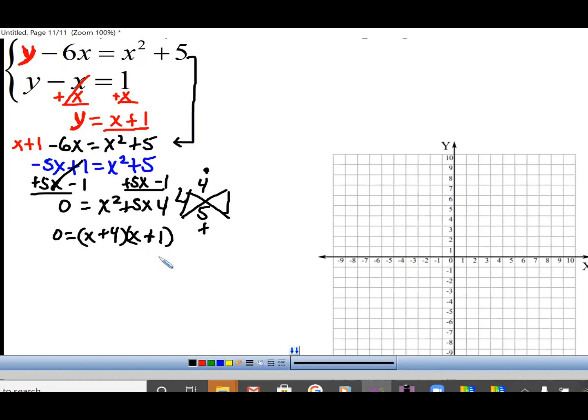So let's see if your noodle kicks in right here. We have two factors here, equal to 0. What do we do to finish solving this quadratic equation? Who's got it? Who remembers? Make them equal to 0. Let's go, Danny. So we write x plus 4 equal to 0 and x plus 1 equal to 0. Yeah, so let's solve. Minus 4 minus 4, x equals negative 4. Minus 1, x equals negative 1.